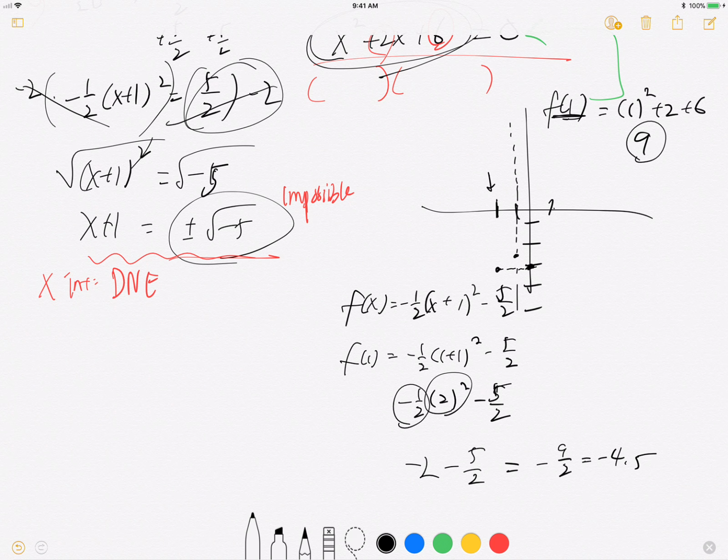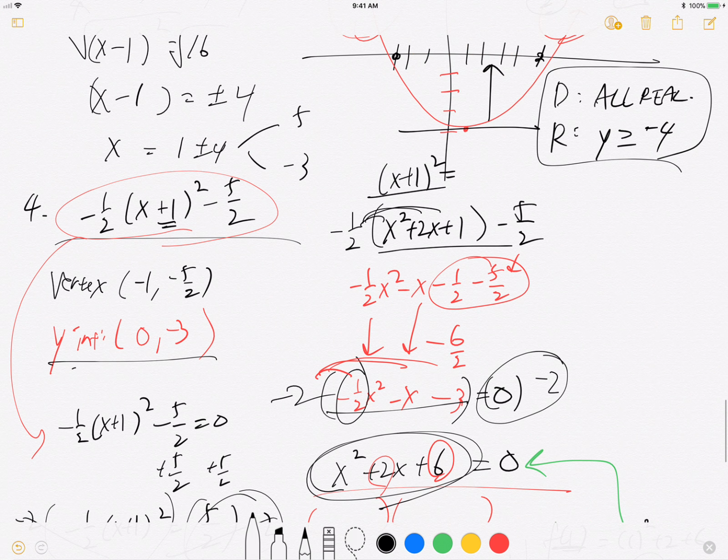So here, I'm going to go down to negative 4.5, and you're going to plot the point right here. And as you can see, the graph will look something like this. You do need to have extra points down here for you to be able to graph this precisely. Next question, number 5.